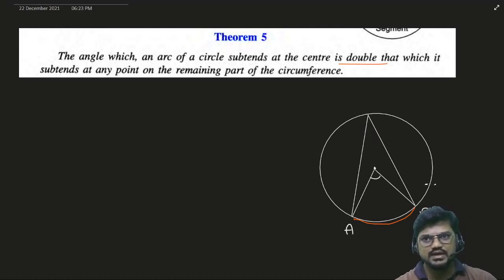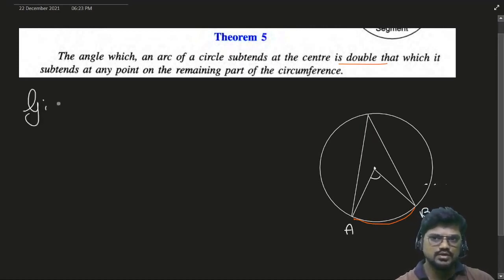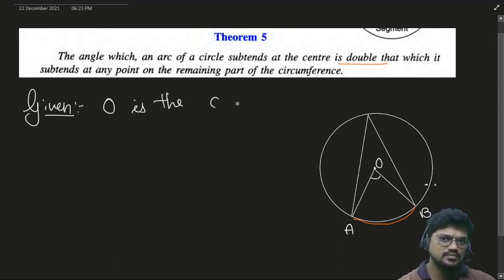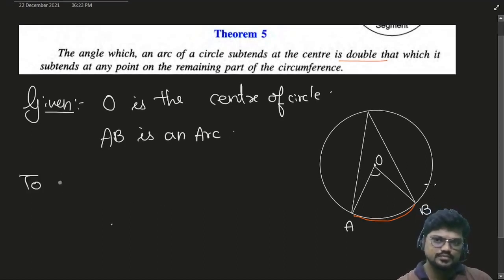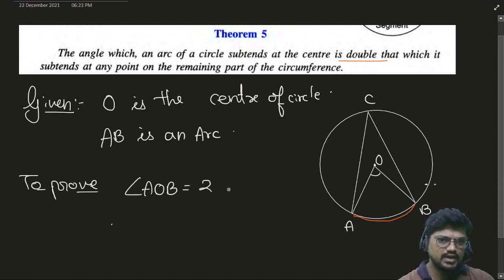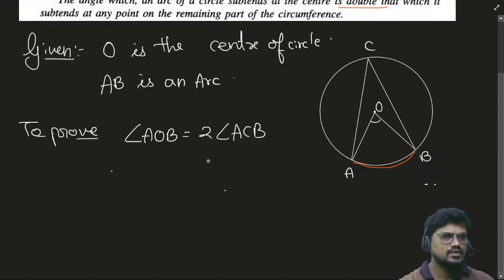What we need to prove, let's say, given. What is given? Given is AB is an arc. O is the center of the circle. That's what is given. Center of circle, and the next thing is AB is an arc. So what do you need to prove? If this is C, you need to prove angle AOB is twice of angle ACB. Fine. This is what you need to prove. Now let's write the proof.